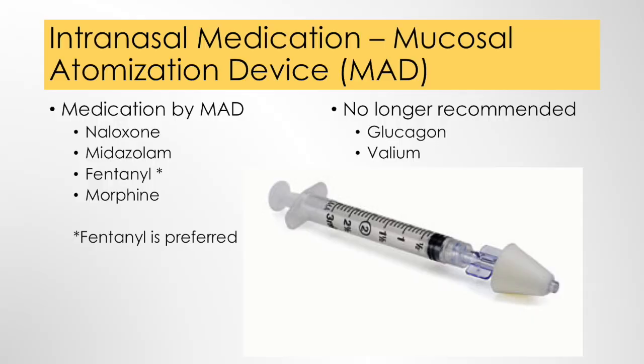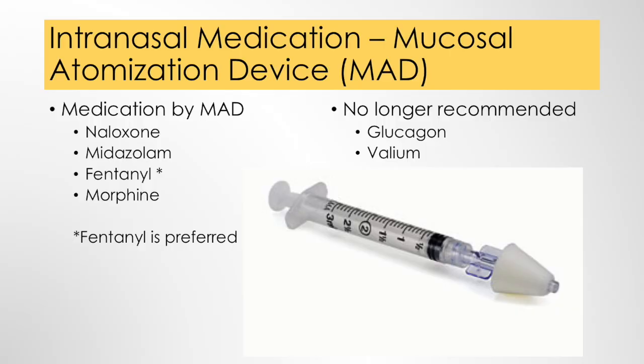Intranasal medications, so we've got an additional medication with fentanyl. Maybe it's not that new, but we have taken out Valium and glucagon. Glucagon I explained earlier. Valium just has a problem with absorption. But the medications you can use with the MAD device would be naloxone, midazolam, fentanyl, and morphine. And when you're using an analgesic, fentanyl is the preferred one.